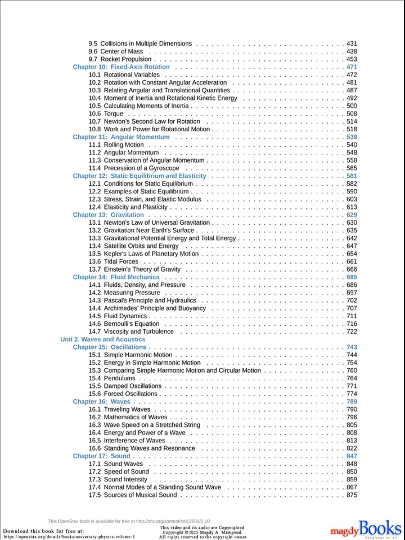Chapter 13. Gravitation. 13.1. Newton's law of universal gravitation. 13.2. Gravitation near Earth's surface. 13.3. Gravitational potential energy and total energy. 13.4. Satellite orbits and energy. 13.5. Kepler's laws of planetary motion. 13.6. Tidal forces. 13.7. Einstein's theory of gravity.